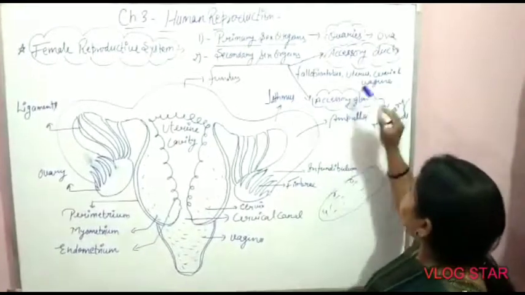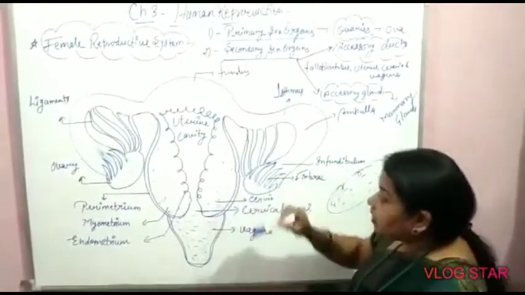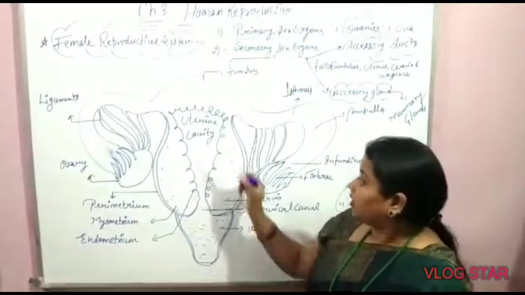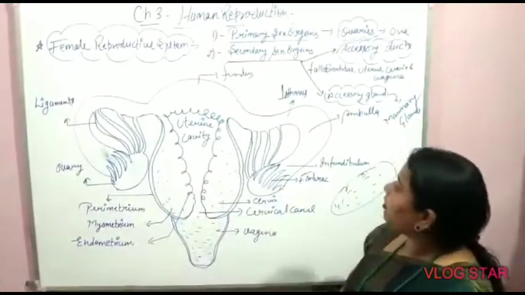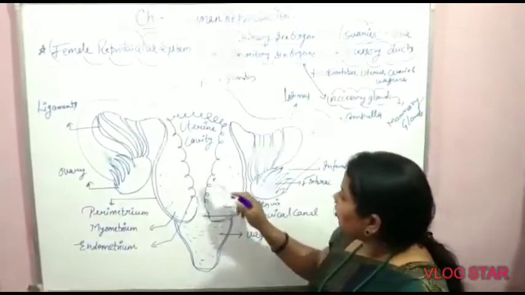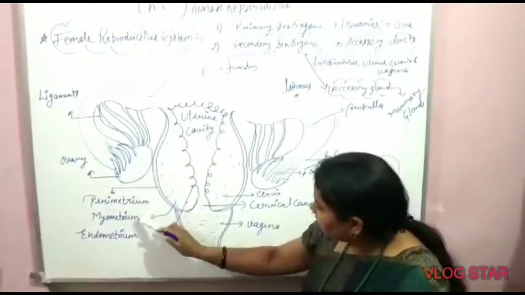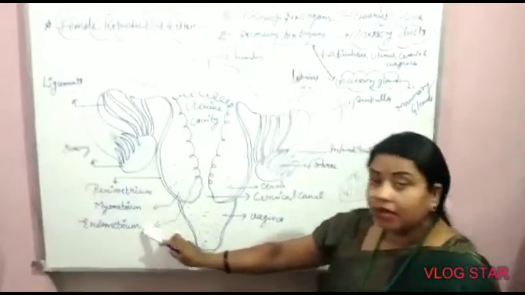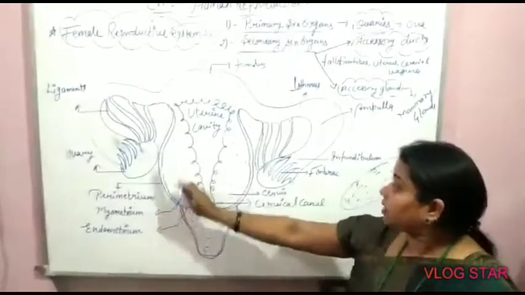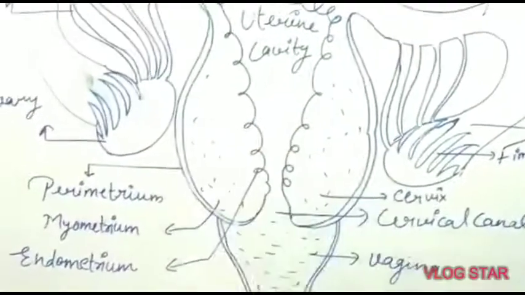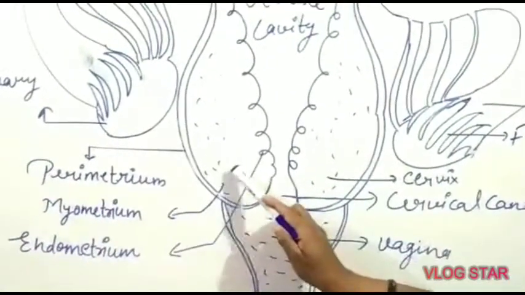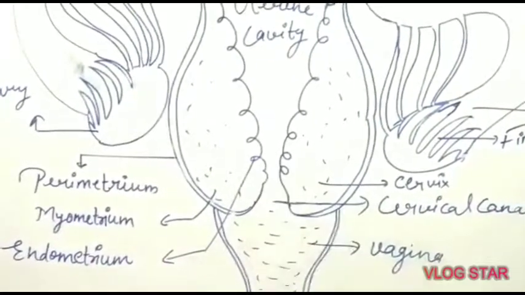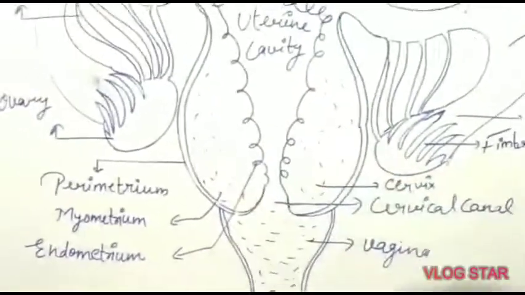Next part, that is the uterus. Uterus is a thick muscular part, also called the womb, which is made up of three coverings. These coverings are perimetrium, myometrium and endometrium. Perimetrium is the outermost covering of the uterus. Myometrium is the middle part of the uterus, while the endometrium is the innermost layer of the uterus.